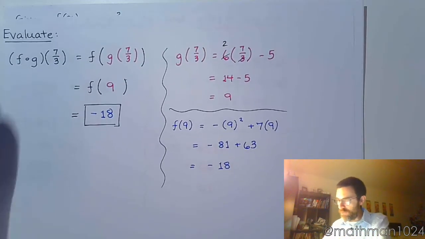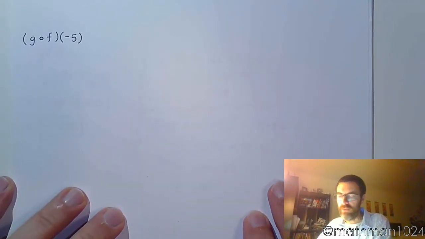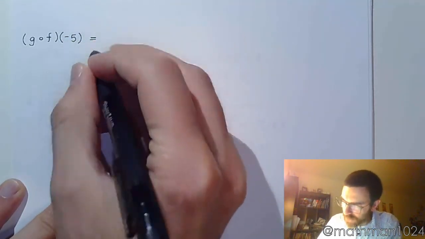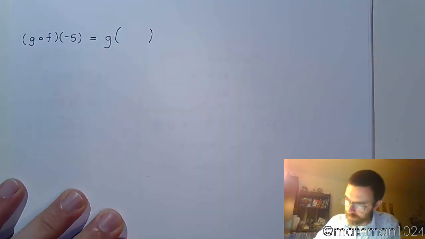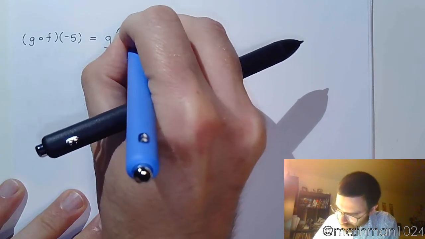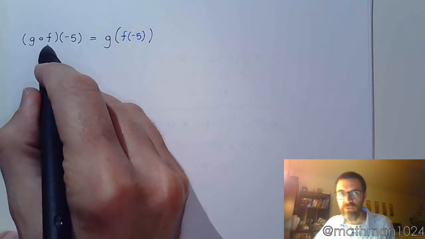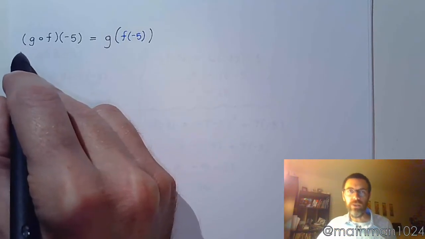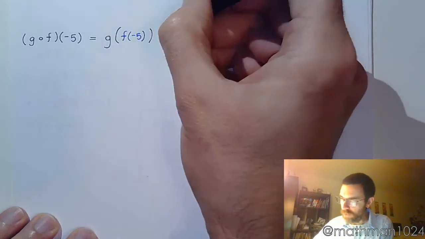All right, let's look at one more example. Here we have G of F of negative 5. So very similar to what we just had, but the order's different. This one says that you have to do G of F of negative 5. So the order here is that negative 5 goes into F, you evaluate that, and then you take that evaluation and you plug it into G. So this does not say G of negative 5. It says G of whatever we get out of here.